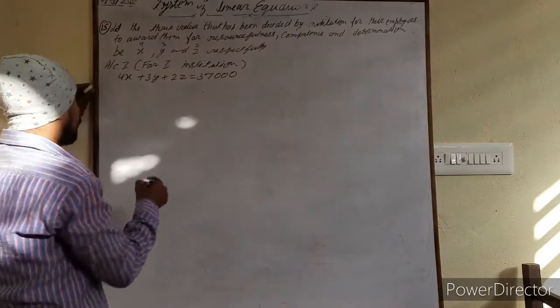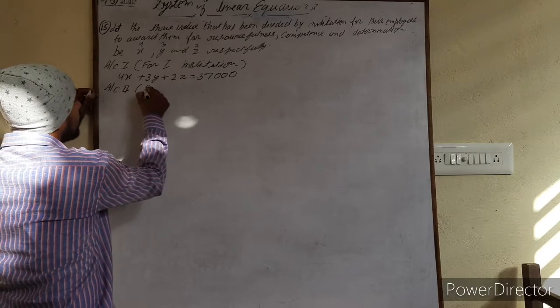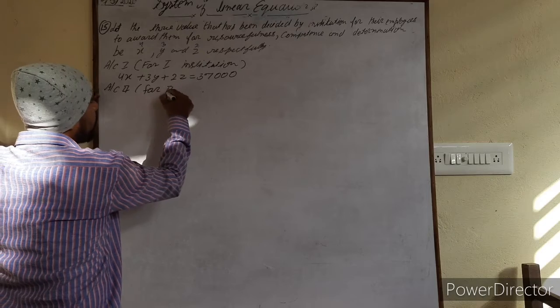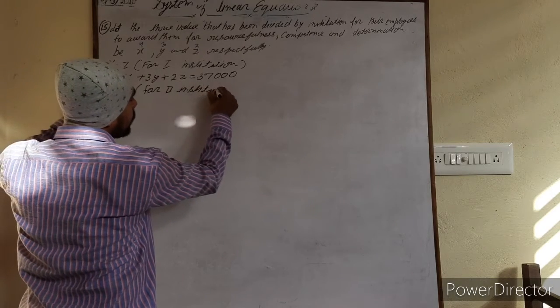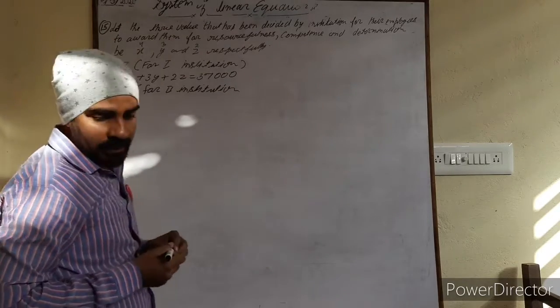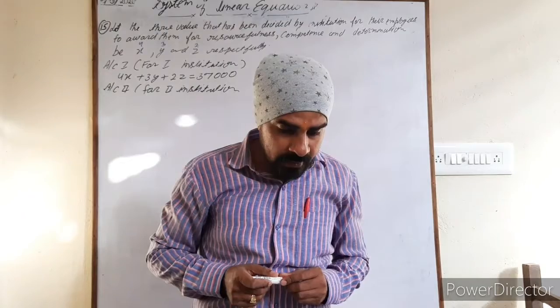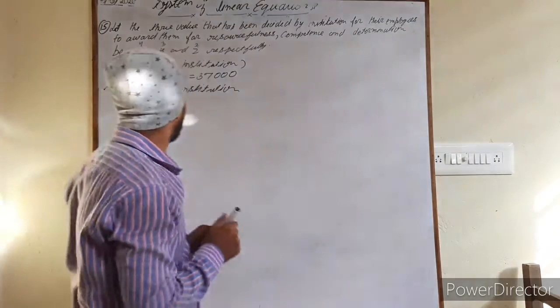37000. Then according to the second condition, for the second institution, how many employees have been selected? Here are 5, 3 and 4 employees. 5, 3 and 4 employees are being selected.